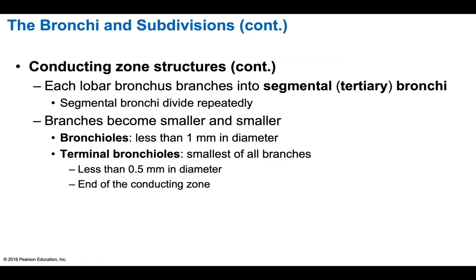Now, when these passages get smaller than 1 millimeter in diameter, they get called bronchioles, which literally translates into small bronchi. So if you look at this term, OLE means small. It's a suffix for small, so small bronchi. The smallest of these, the terminal bronchioles, are less than a half a millimeter in diameter. Okay? And this is where the end of the conducting zone occurs.